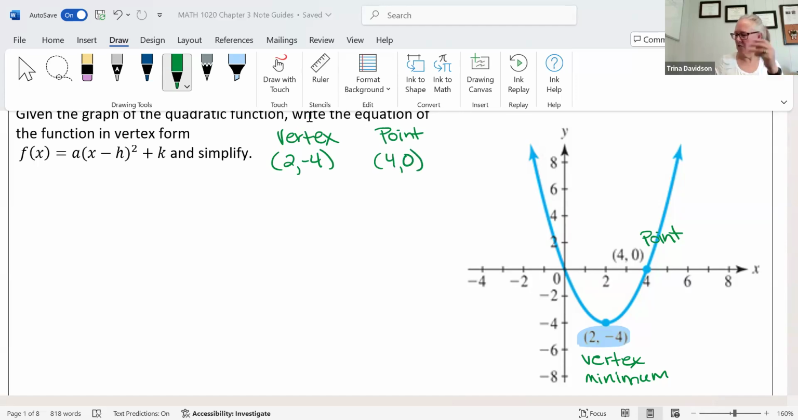Now the vertex, the coordinates are h and k in the vertex form. And the other point, we're just going to use the x, y. What we need to do is find A. A determines how skinny or how wide the parabola is. It's a compression or a stretch. So f of x, this is the same thing as y.